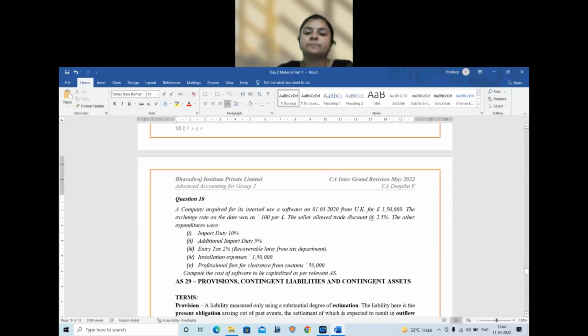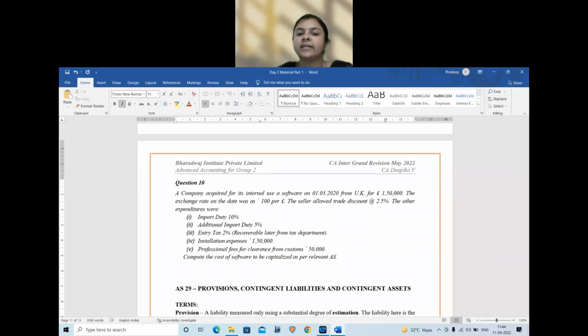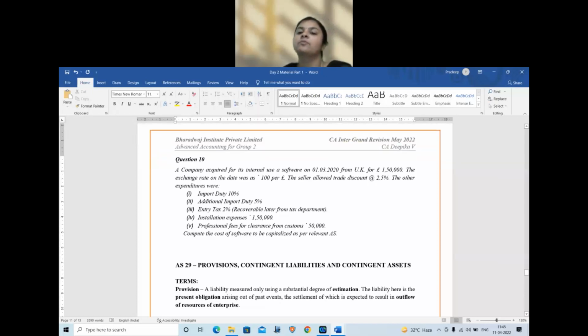Question number 10. The company acquired for its internal use a software on 1/3/2020 from UK for 1,50,000 pounds. The exchange rate on that date was 100. The seller allowed a discount of 2.5%. Other expenses were import duty 10%, additional import duty 5%, entry tax recoverable later, which means input tax benefit is available for entry tax.